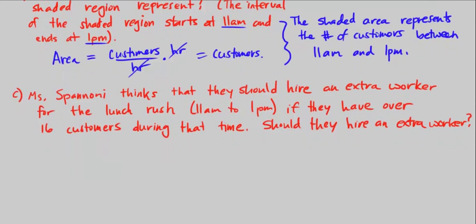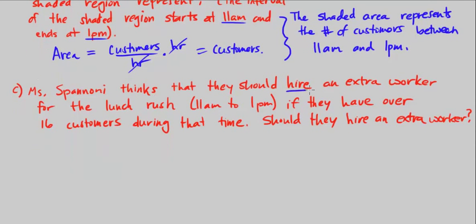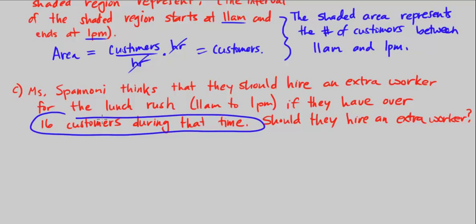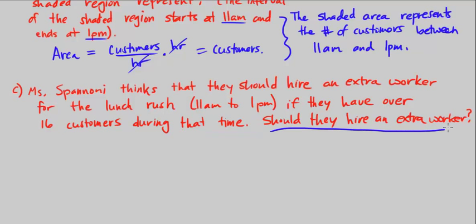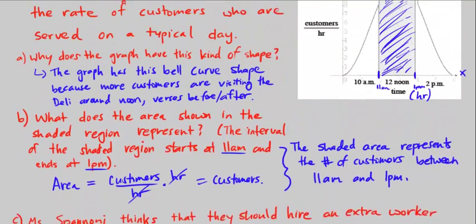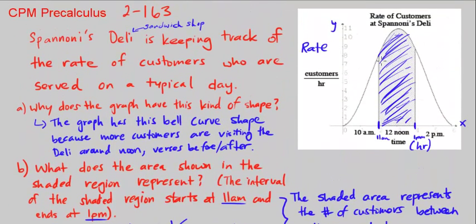All right, let's go on to part C. Miss Benoni thinks that they should hire an extra worker for the lunch rush between 11 and 1 p.m., which we just talked about is the number of customers, is the area. If they have over 16 customers at that time, should they hire an extra worker? So let's go ahead and look at this. They say yes if the number of customers is over 16. Well, what is the number of customers but the area of the shaded region?